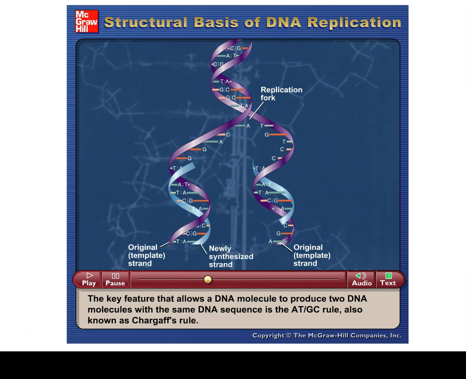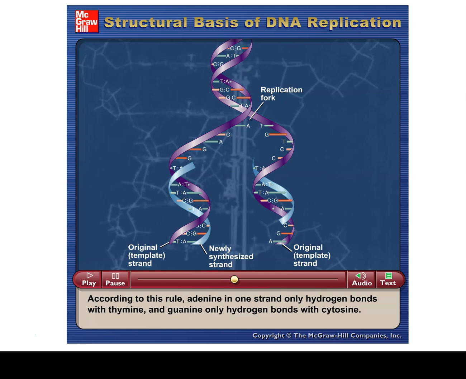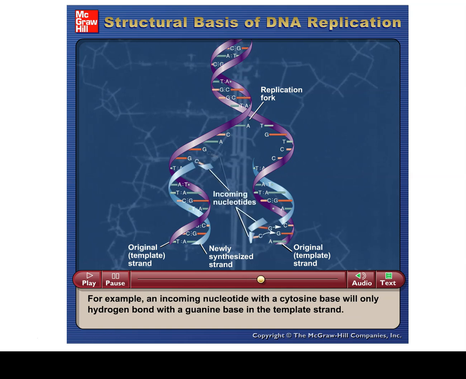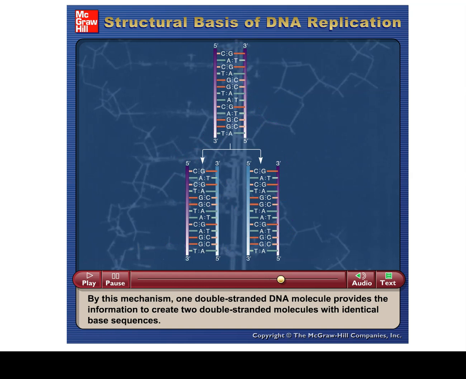The key feature that allows a DNA molecule to produce 2 DNA molecules with the same DNA sequence is the ATGC rule, also known as Chargaff's rule. According to this rule, adenine in one strand only hydrogen bonds with thymine, and guanine only hydrogen bonds with cytosine. For example, an incoming nucleotide with a cytosine base will only hydrogen bond with a guanine base in the template strand. By this mechanism, one double-stranded DNA molecule provides the information to create 2 double-stranded molecules with identical base sequences.